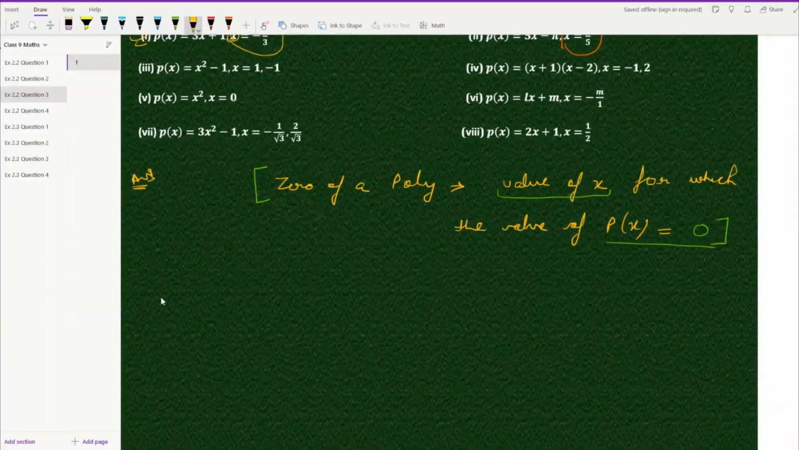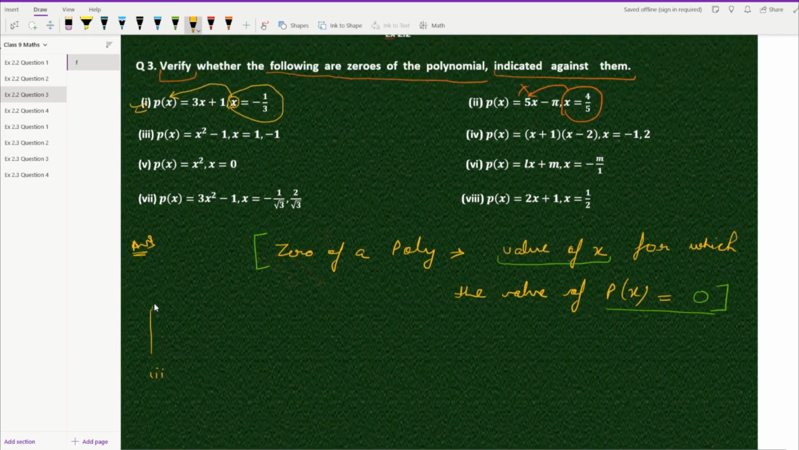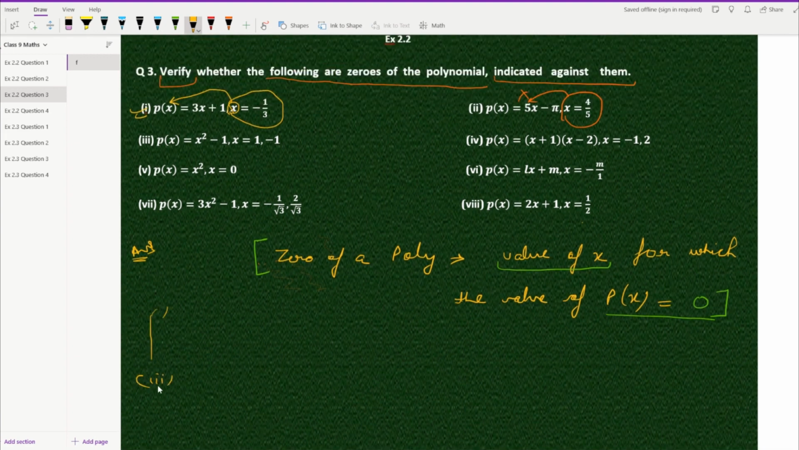Let us move to the third part. So third part is saying we have got a polynomial p(x) that is x square minus 1, and the values for which we have to check are 1 and minus 1.